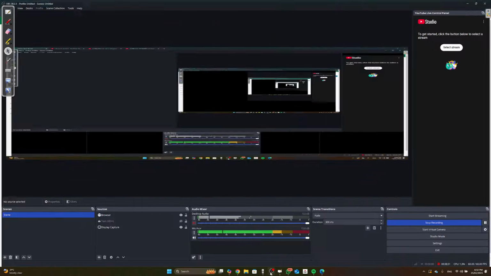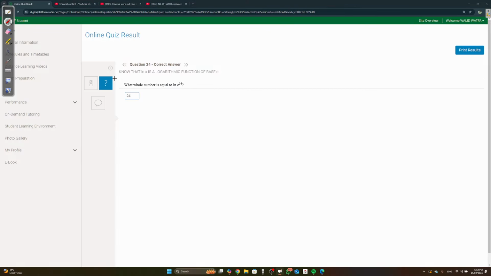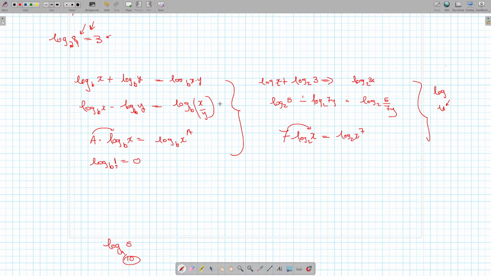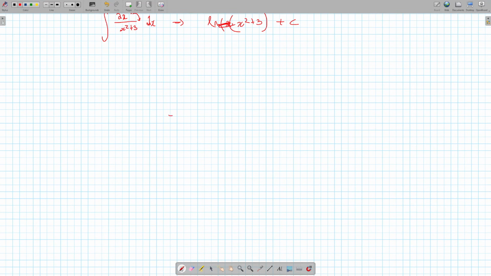Question 24. What whole number is equal to e to the power of ln e to the power 24? Okay, I didn't explain ln e. I told you ln of x is the same as log base e of x. Anytime you have e, that's it. Since you know that ln is log base e, if you have ln of e, the e and the e cancel out.